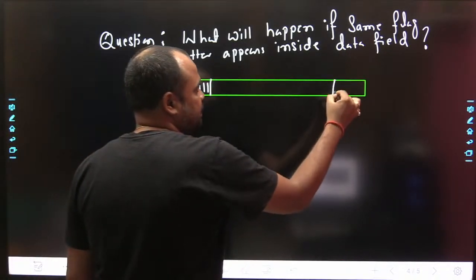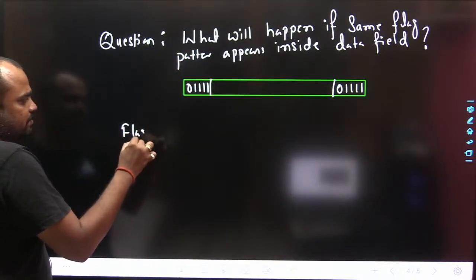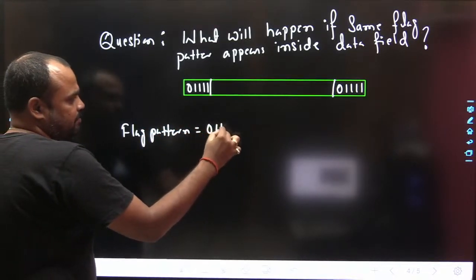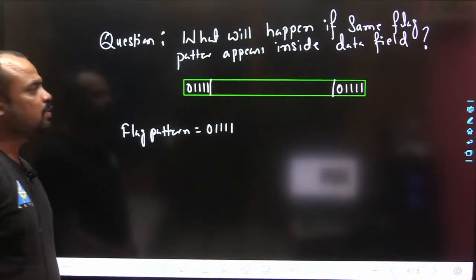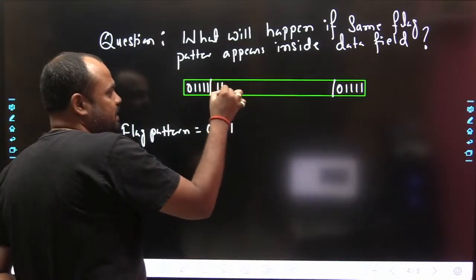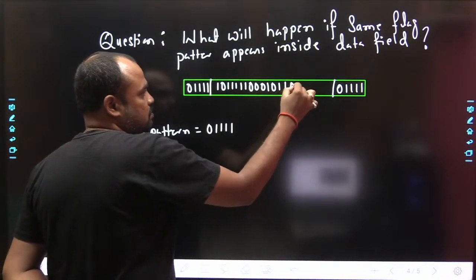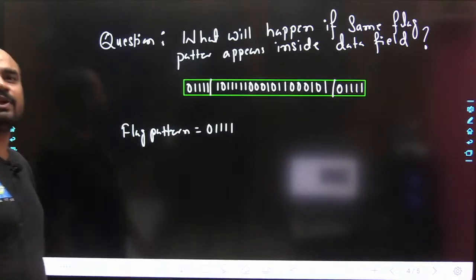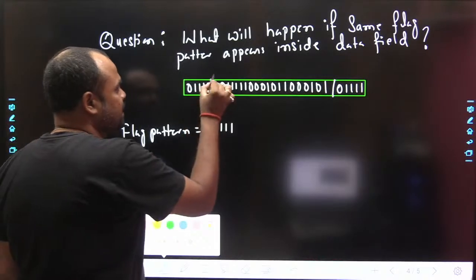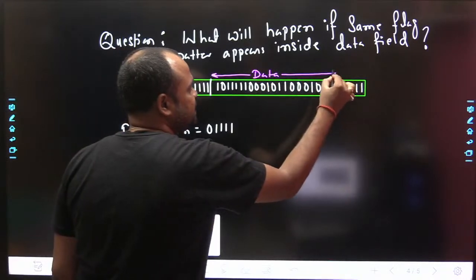Okay, here this is also 0 1 1 1. So in this situation we have considered the flag pattern as 0 followed by 4 ones. So between these two flags, inside this there will be data. Suppose I have considered the data like this. Just look at this particular data: the bits from here to here represent the data.